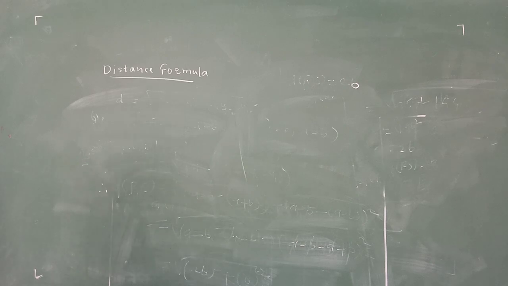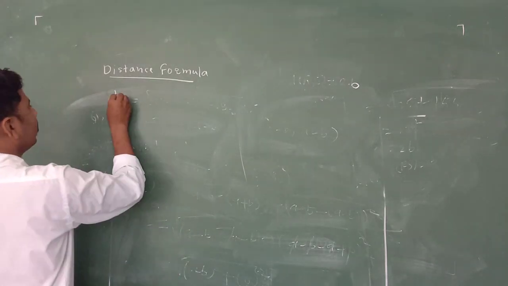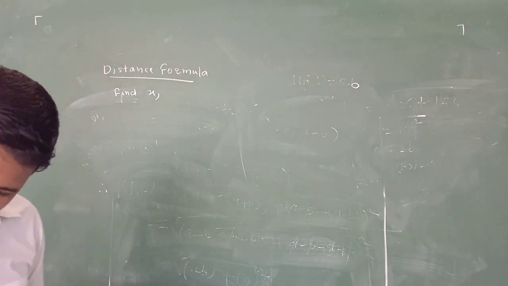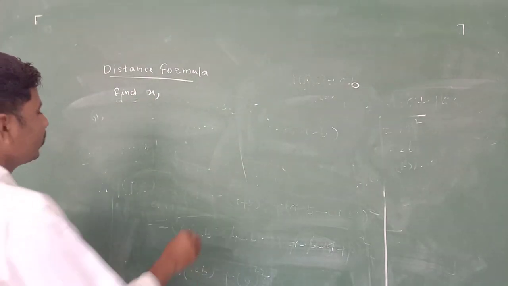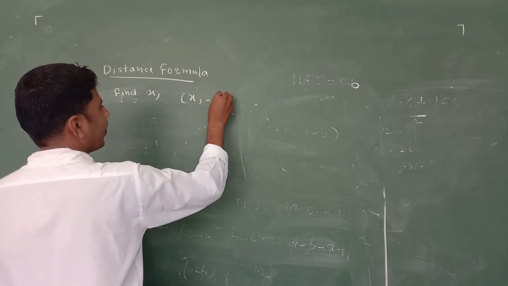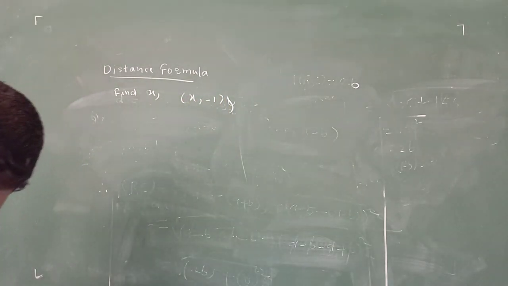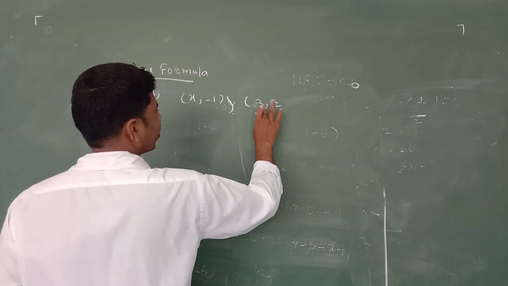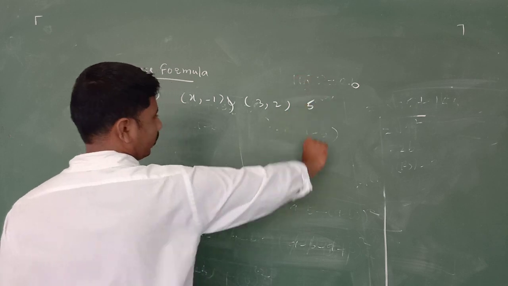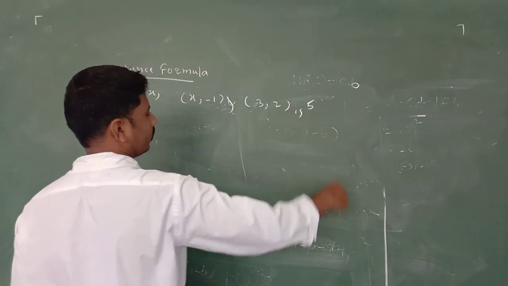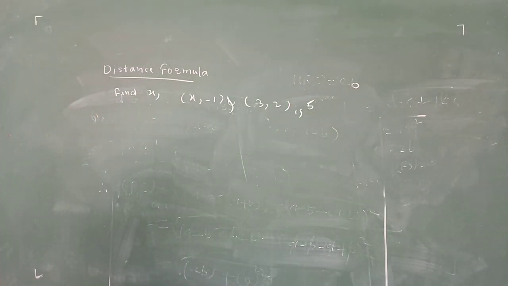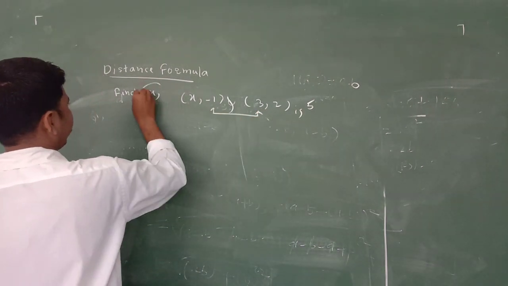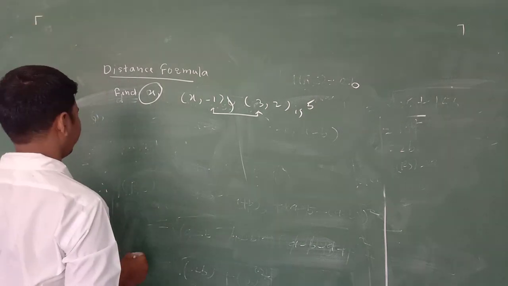Find the value of x. I will write the question here. Find the value of x if the distance between the points (x, minus 1) and (3, 2) is 5. The distance between these two points is 5 and we have to find out x. This question will be for 3 marks.